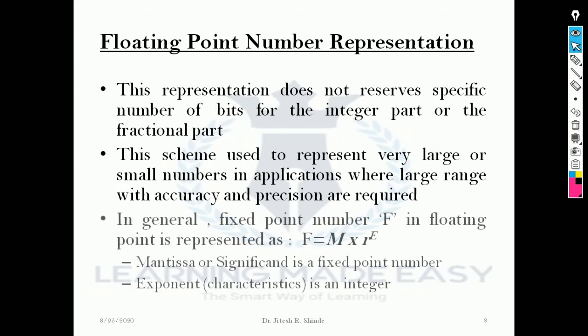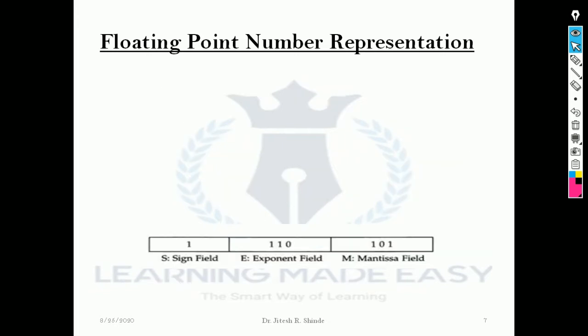In generalized way, the floating point representation formula is f equal to capital M times r to the power capital E, where M represents the mantissa component. Another name for the mantissa is the significand. It is a fixed point number, more precisely, a fractional value. And r represents the base of a given number system, and E is the characteristic or the exponent value. It's always an integer value.